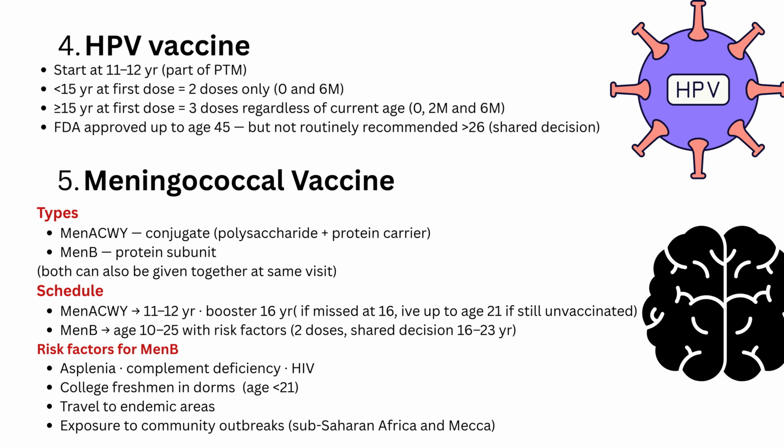Risk groups include patients with asplenia, complement deficiency, HIV, college freshmen living in dorms under age 21, people traveling to endemic regions such as sub-Saharan Africa, and during community outbreaks. And importantly, MenACWY is required for Hajj entry in Mecca.